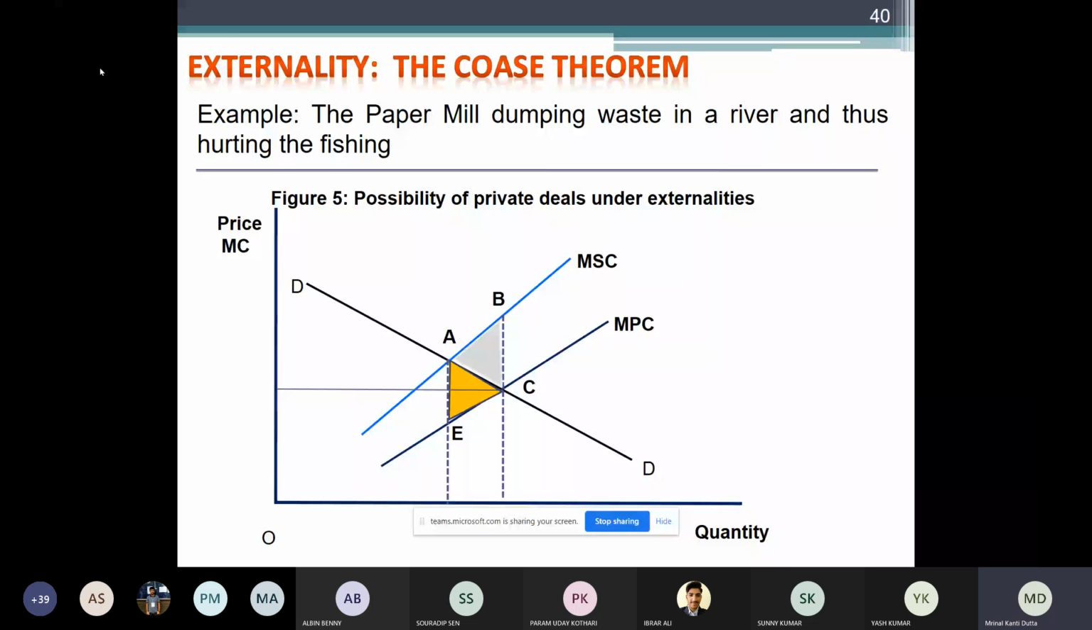As a result of which the fisherman will be in a better position, even if he or she compensates for the loss of this consumer and producer surplus to the paper producers.